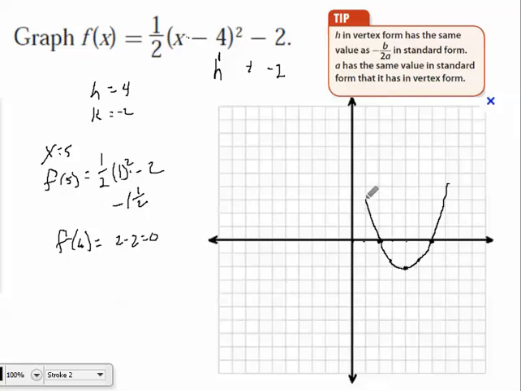Tried to be careful drawing it this time too. That's what your quadratic would look like.